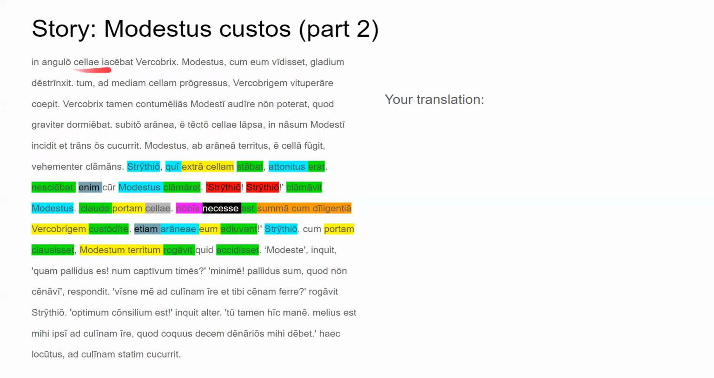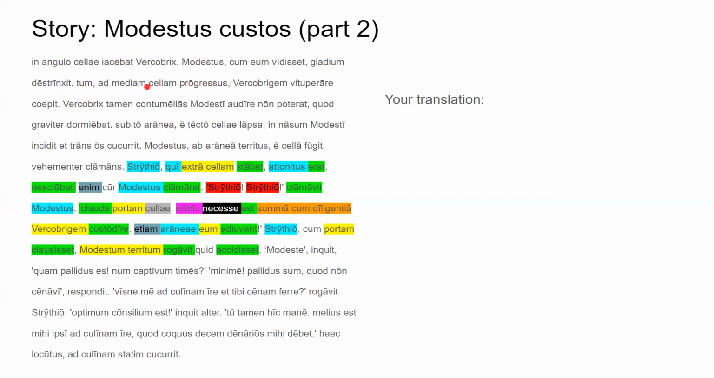In angulo cellae iacebat Orcobrix. So in the corner of the cell, Orcobrix was lying. Modestus cum eum vidisset gladium distrinxit. So Modestus, when he had seen him, so we've got another cum clause with a pluperfect subjunctive, drew his sword. So Modestus, when he had seen him, drew a sword.